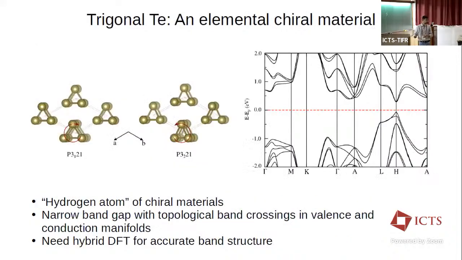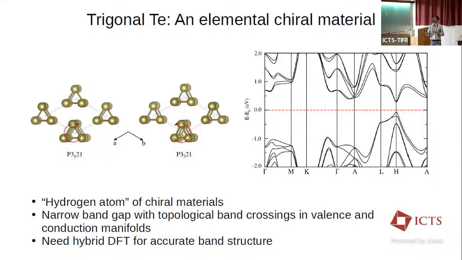Okay, let me quickly end by giving you one more example. We can also do the same exercise with tellurium, which, as I said, is a favorite of people looking at chirality. So the structures are the following. You have these chains going in one direction or the other direction. And here is the DFT band structure.